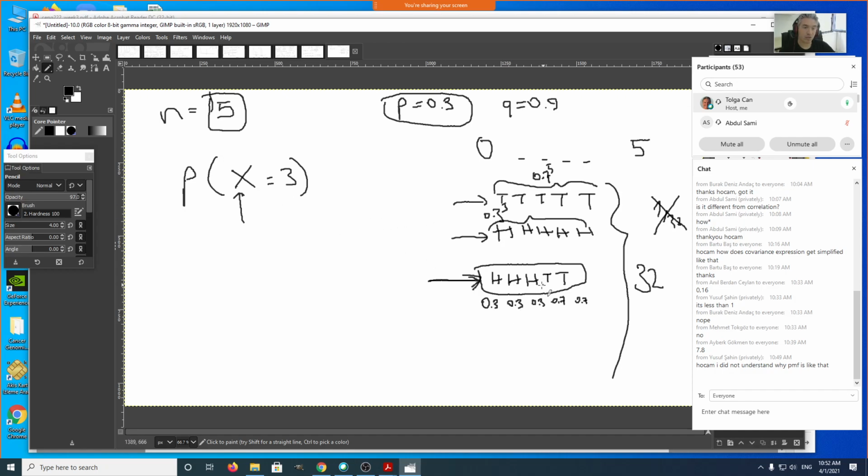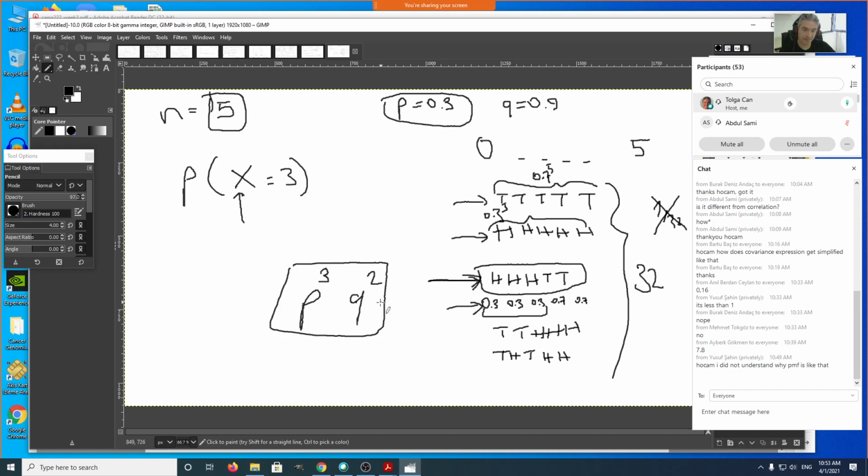Is it the only outcome where I have 3 heads? No. I can have, for example, tail, tail, head, head, head. I can have tail, head, tail, head, head. Okay? Now, if you look at all of these, they all have this exact same probability because they have 3 heads, 2 tails. What does it mean? p to the power 3, q to the power 2.